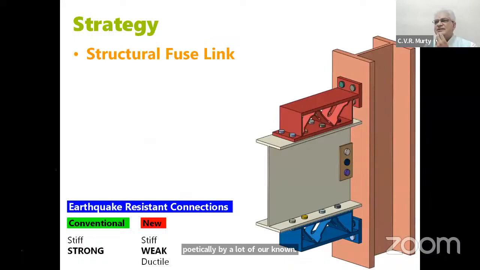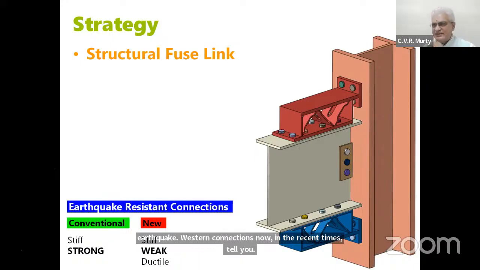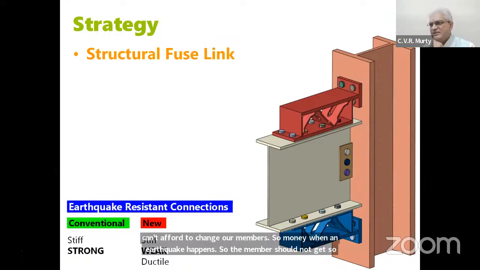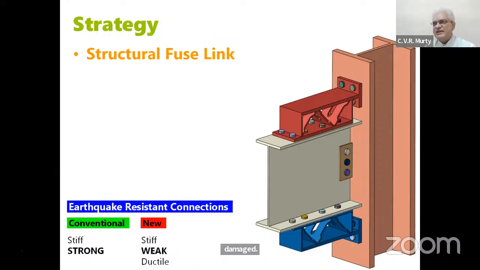But the story has changed. The earthquake resistant connections now, in recent times, tell you that we also want to use the member. We can't afford to change our members so many times when an earthquake happens. So the member should not get so damaged. But I need to do something with the connection, in which the connection can get damaged. I can use it like a fuse and then replace that connection again after the earthquake, but not the member. This is a smaller material to replace than a beam, which is 8 meters long or so.